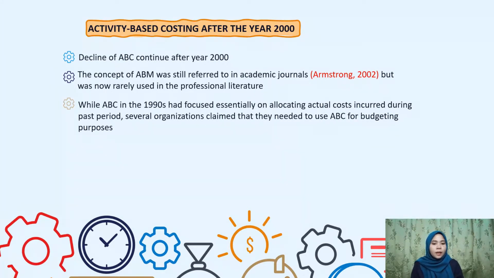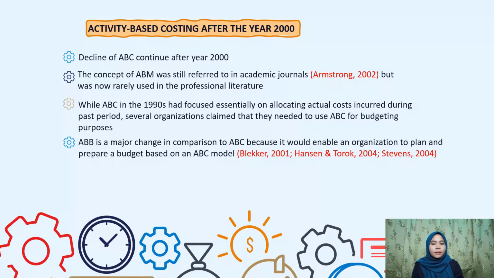on allocating actual costs incurred during a past period. Several organizations claim that they need to use ABC for budgeting purposes. Deers and Corkins define activity-based budgeting as an approach to budgeting where a company uses an understanding of its activities and driver relationships to quantitatively estimate workload and resource requirements as part of an ongoing business plan. ABB is a major change in comparison to ABC because it will enable an organization to plan and prepare a budget based on an ABC model.